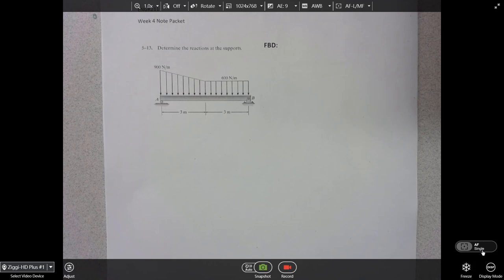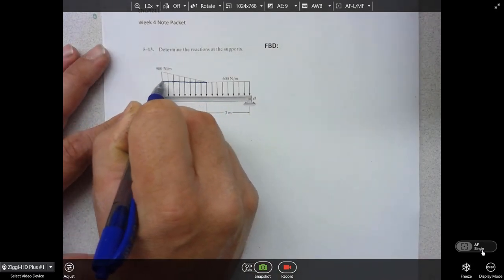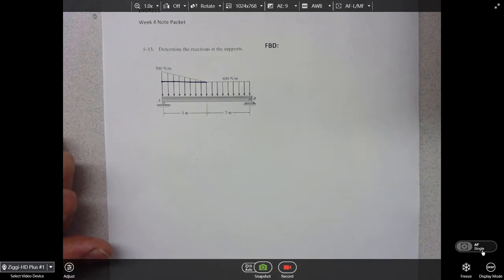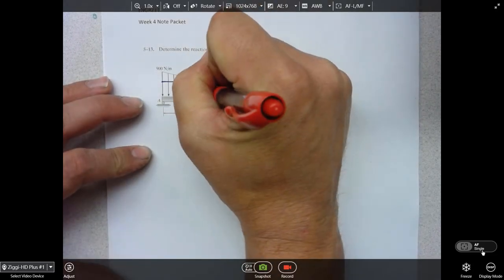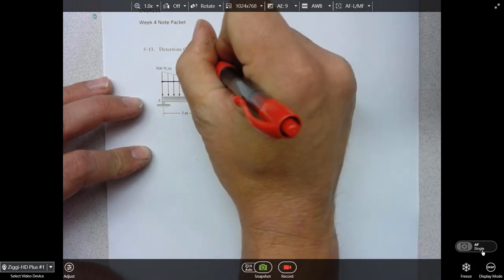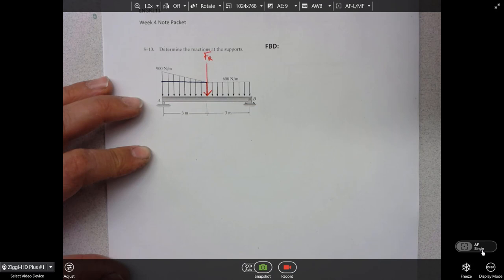So when you see this, what do you see? See if you're engineers yet or not. Okay, so I hear triangles and rectangles. So I'm going to go ahead and split it this way. So we have two shapes, right? Where will the resultant force for the rectangle be? Dead center in the middle, right? So I'll say this is the force of the rectangle. And how about the resultant force of the triangle?